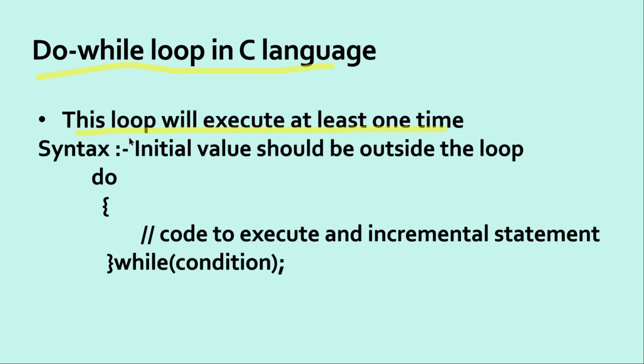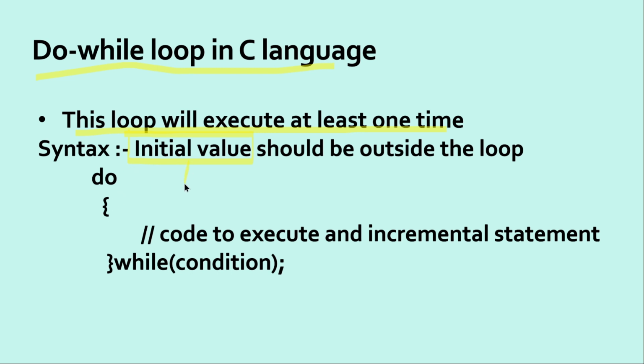So let's take the initial value for the loop. This initial value should be written outside the loop. If you write this value inside the loop, then every time it comes inside the loop, it will override the value and the loop will be executed on only one value. So you need to write the initial value outside the loop.